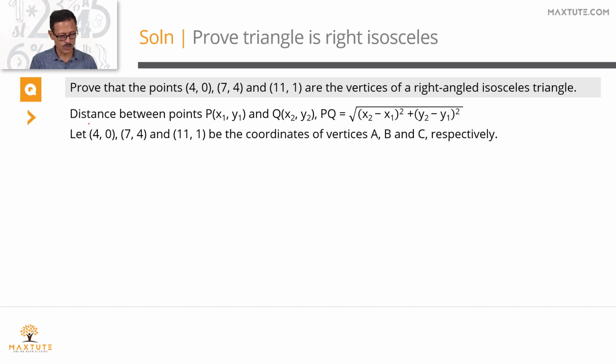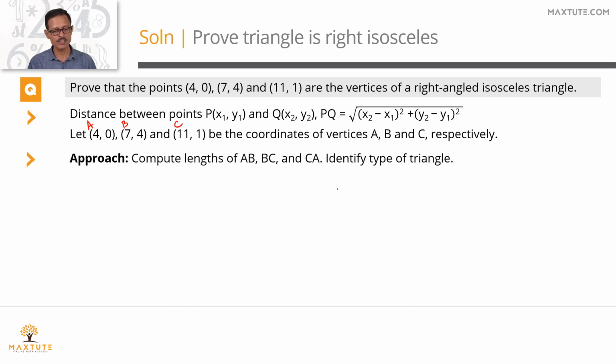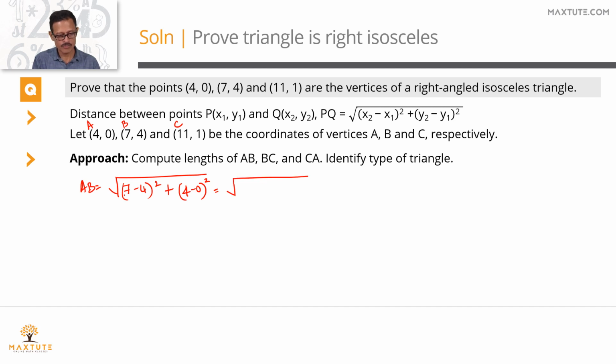Let's say coordinates of point A are 4, 0, coordinates of point B are 7, 4 and that of point C are 11, 1. Let's find out the length of AB. AB is equal to square root of x2 minus x1 the whole square, which in our case is going to be 7 minus 4 the whole square plus y2 minus y1 the whole square, which is 4 minus 0 the whole square. So this is equal to square root of 7 minus 4 is a 3, 3 square is equal to 9, 4 minus 0 is a 4, 4 square is equal to 16. 9 plus 16 is a 25, square root of 25 is equal to 5. So found out the measure of AB.